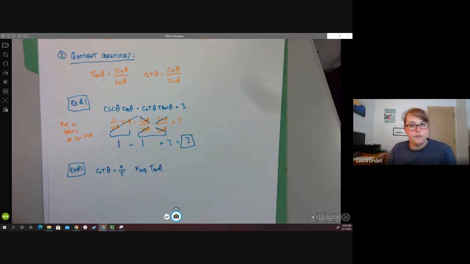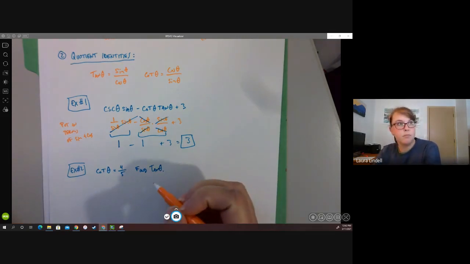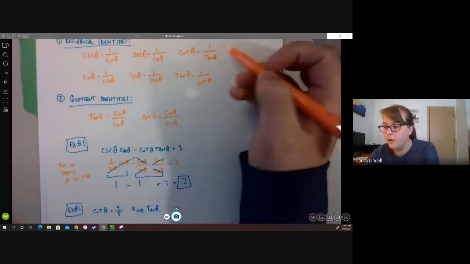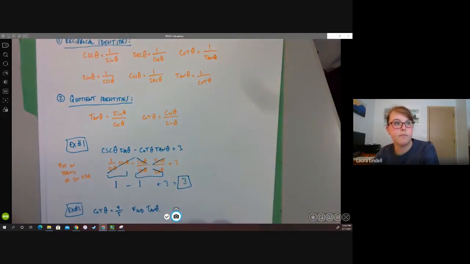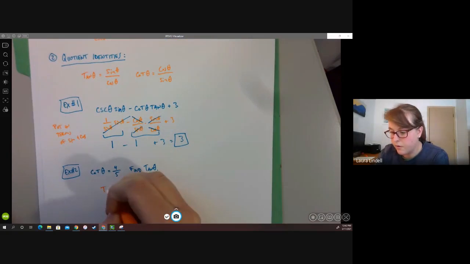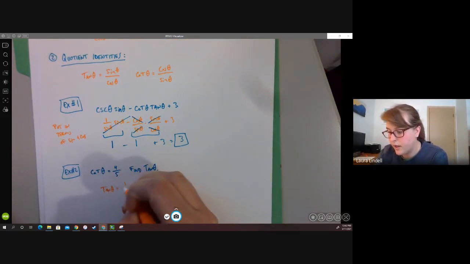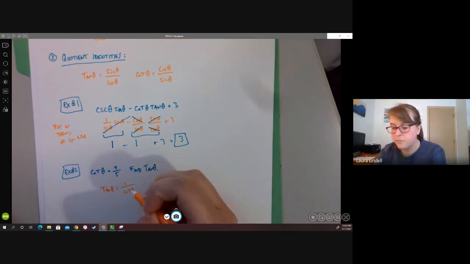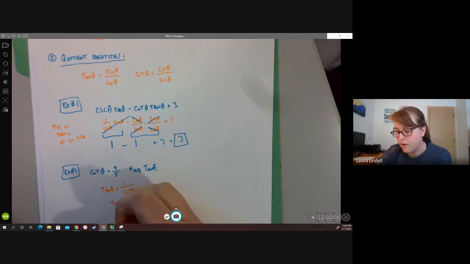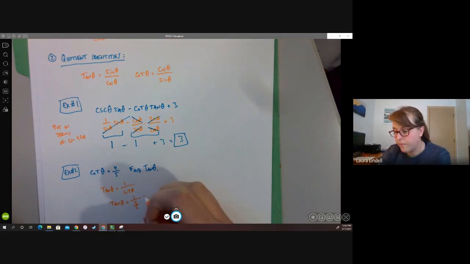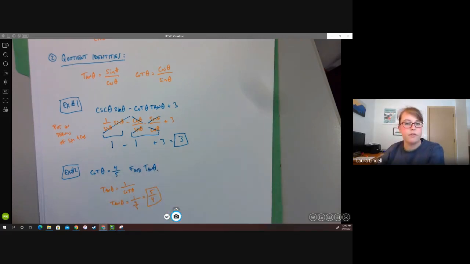Well, if cotangent is 4/5, we have the reciprocal identity relationship that cotangent is 1 over tangent and tangent is 1 over cotangent. So I know tangent is 1 over cotangent, which just means I need to flip cotangent over. So tangent is 5/4.